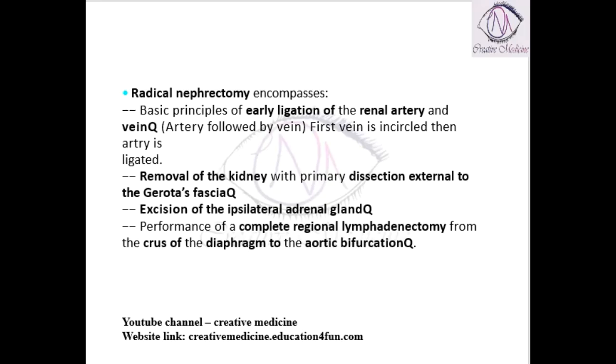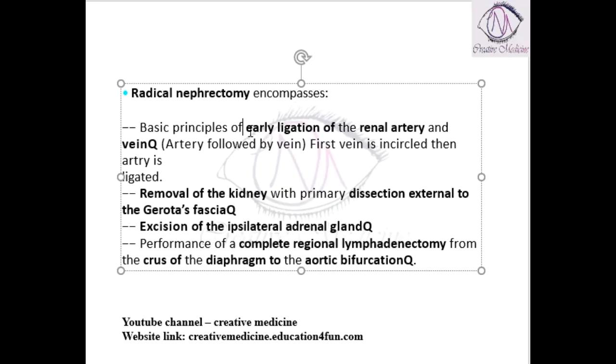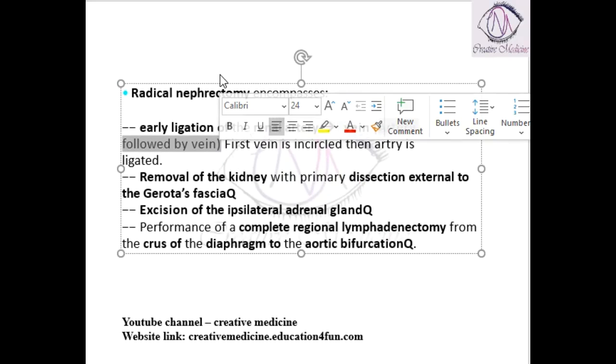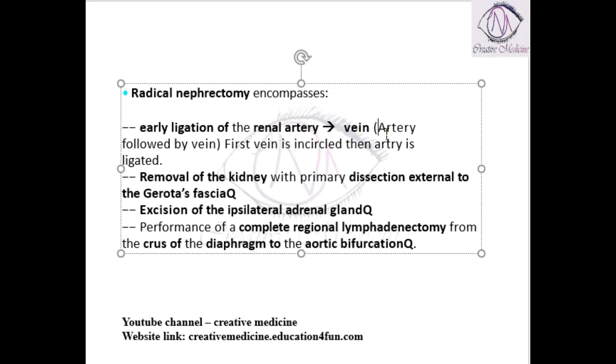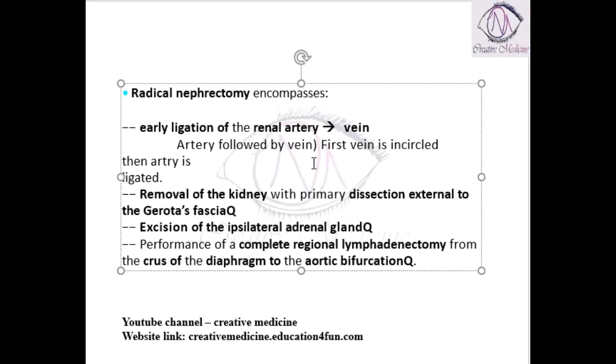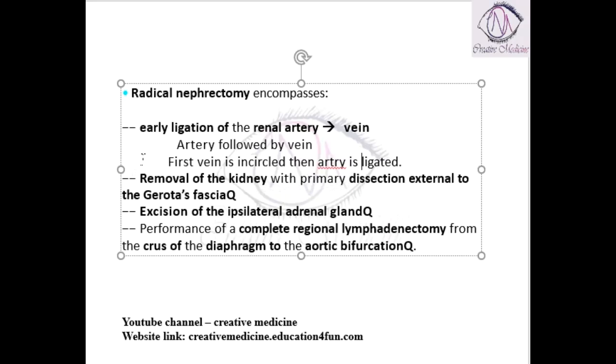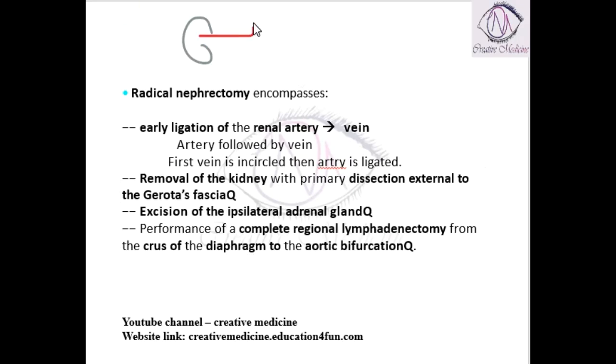So in radical nephrectomy, what do we actually do? First we should ligate the renal artery and the vein. In this ligation, first you will ligate the renal artery followed by the renal vein. Okay, there are two things. In the ligation, the renal artery is ligated followed by the renal vein, but the vein is encircled and then the artery is ligated. That means if this is the kidney, we have a renal artery and we also have a renal vein.